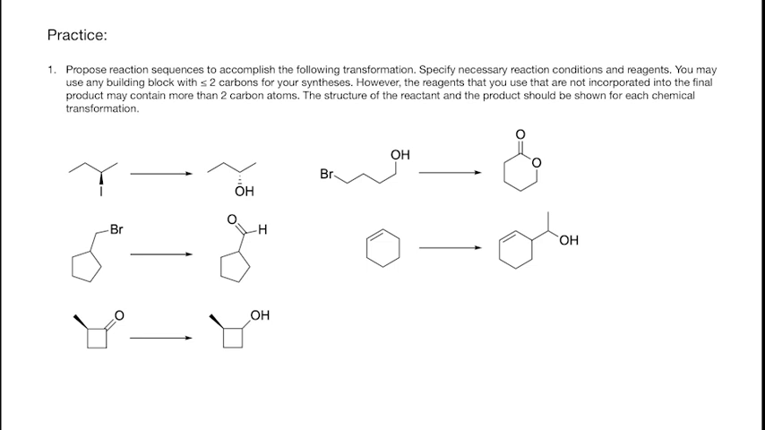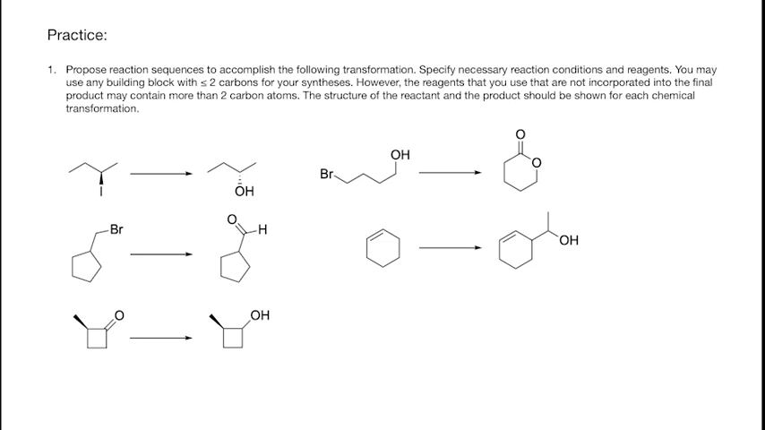However, the reagents that you use that are not incorporated into the final product may contain more than 2 carbon atoms. The structure of the reactant and the product should be shown for each chemical transformation. Feel free to pause the video and try these problems on your own first. In the first reaction, a secondary halide is converted into a secondary alcohol with an inversion of configuration.